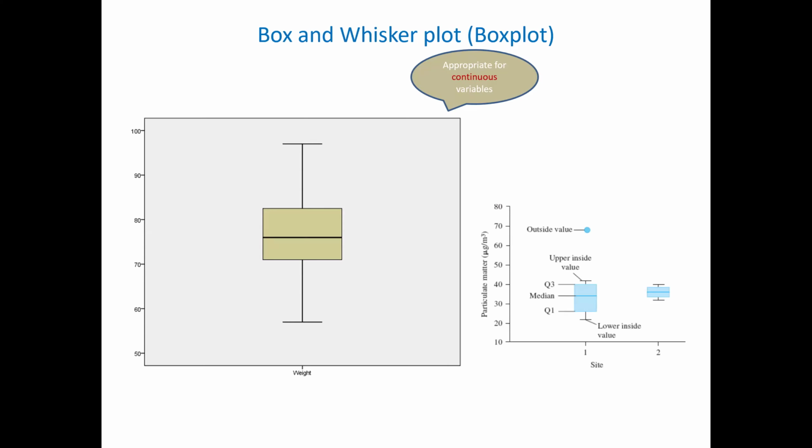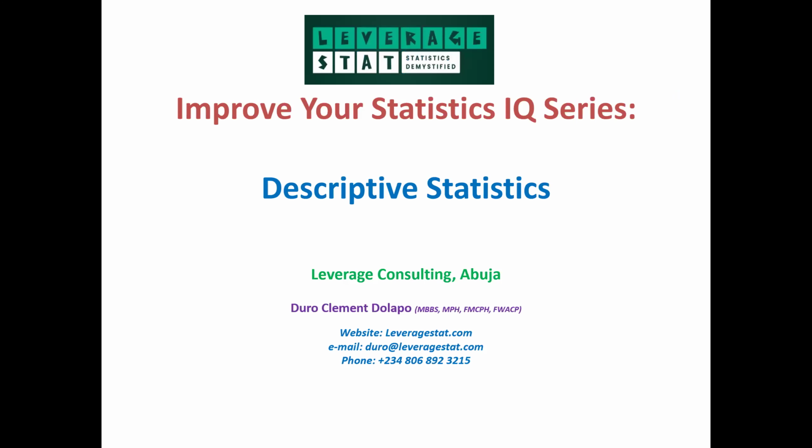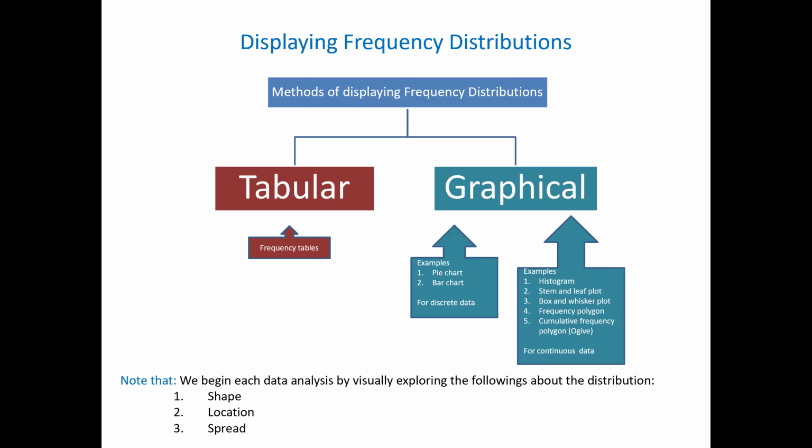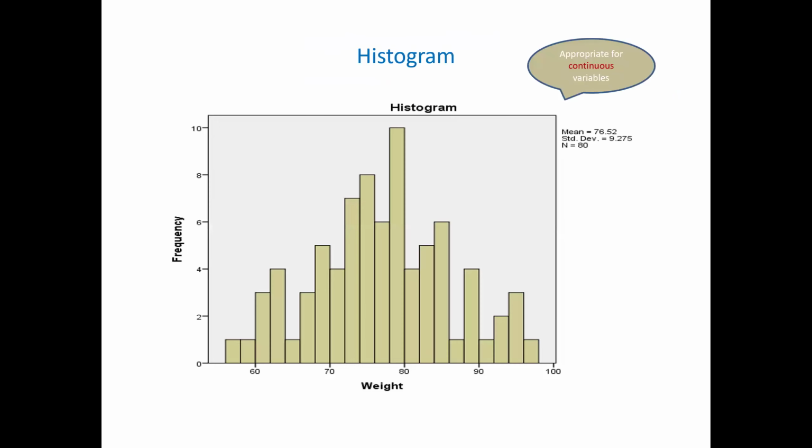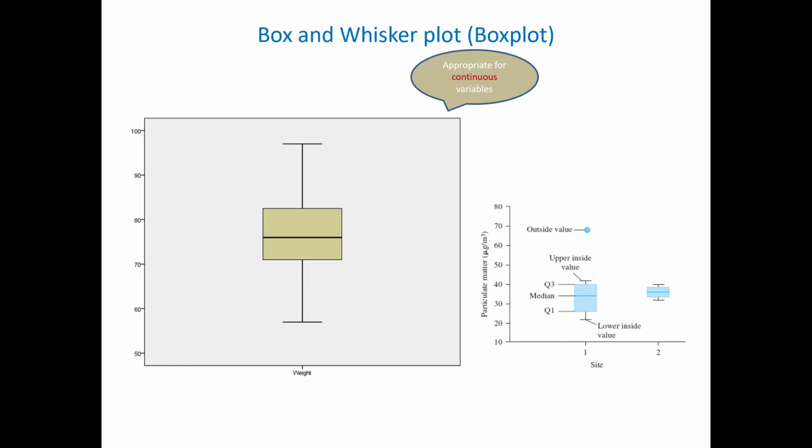Another one they use for continuous variables is the box and whisker. In this box and whisker, you will see a box, and a line in the middle of the box. You now see some lines, which they call whiskers, like the whisker of a mouse or a rat. The line in the middle is the median.